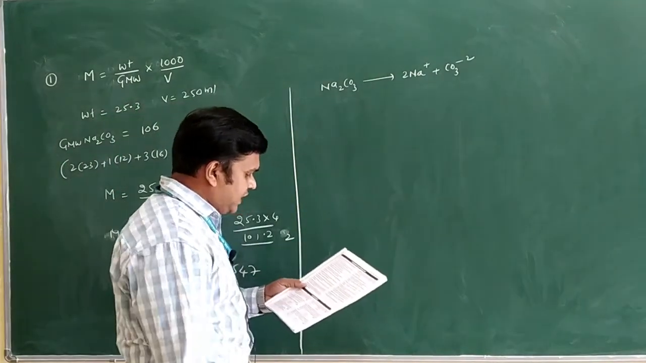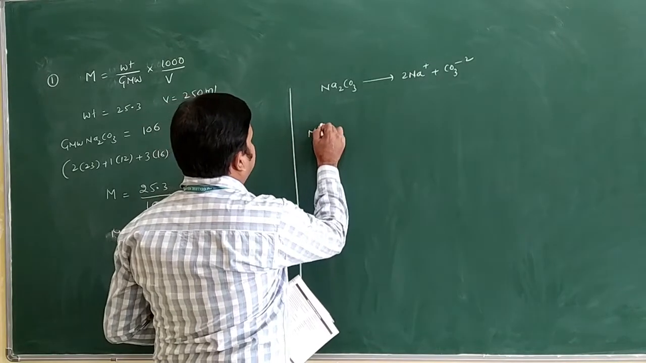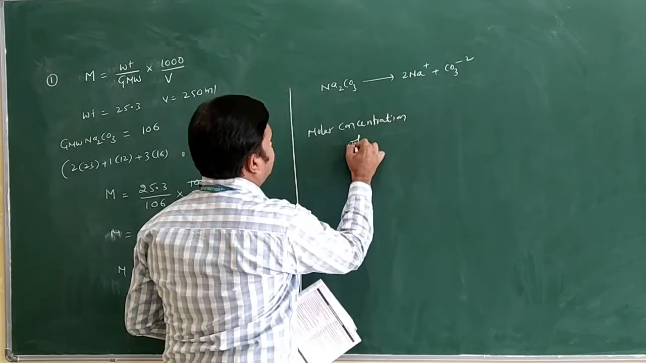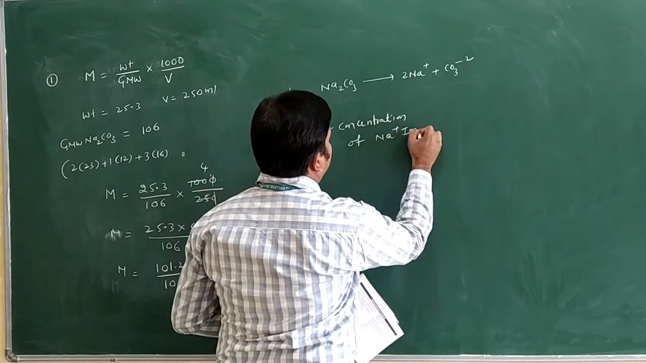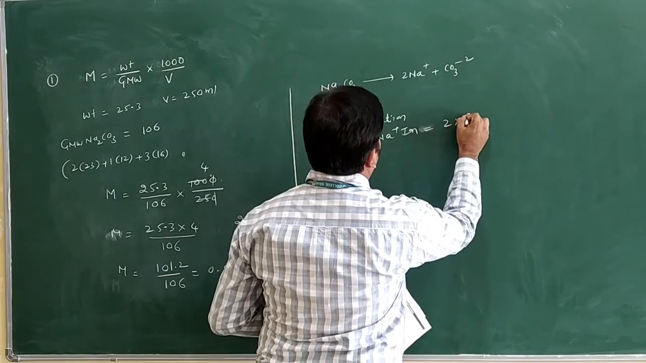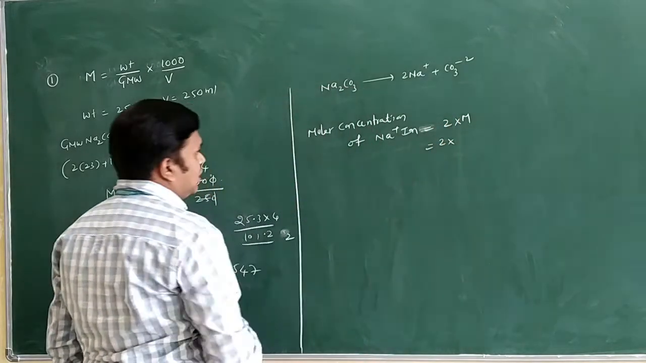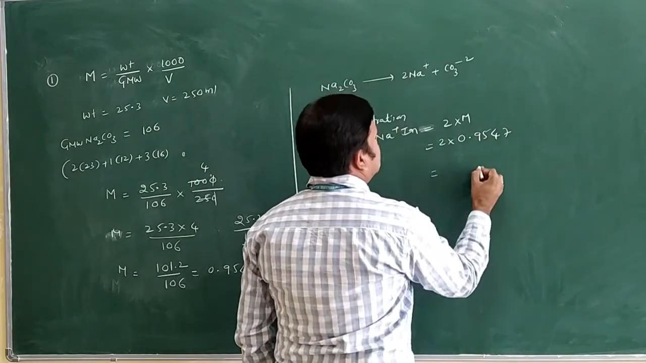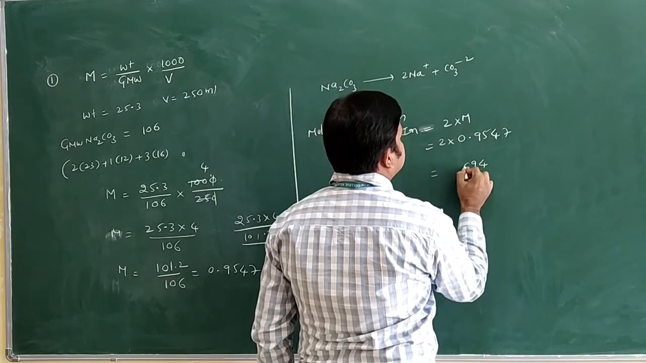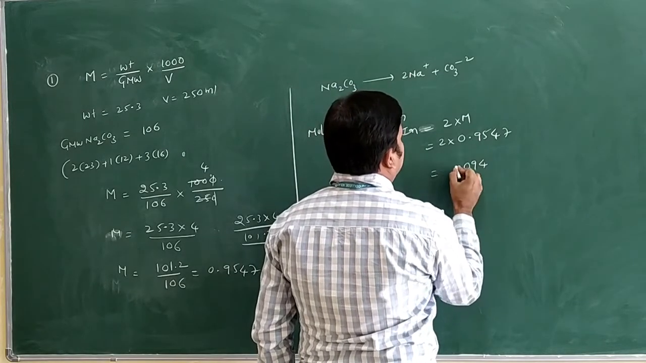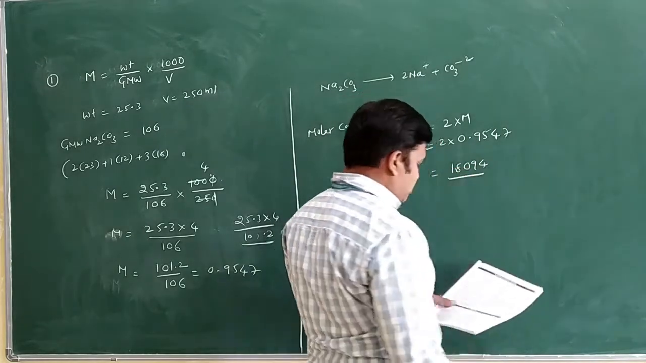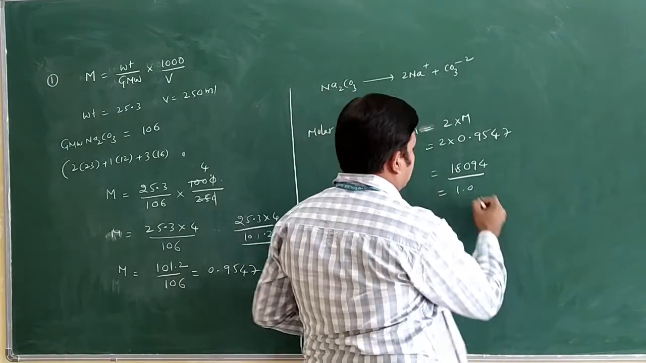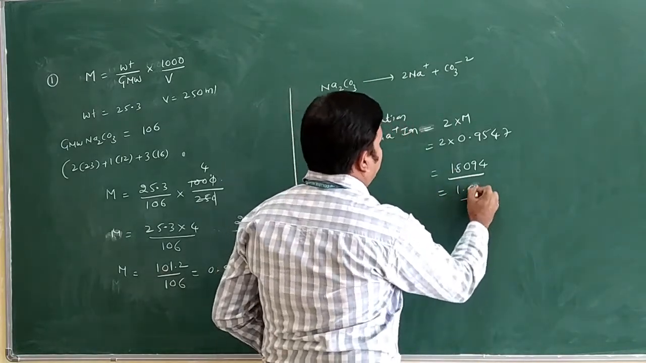Now they are asking for the molar concentration of the Na plus ion. It is equal to 2 into molarity. 2 into what is the molarity you got? 0.9547. Multiply this, and approximately you will get 1.91. You will take 1.91.